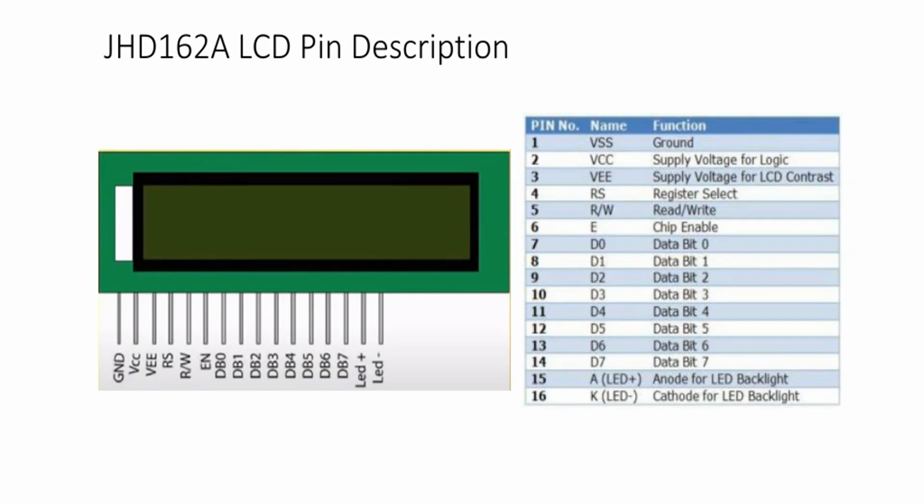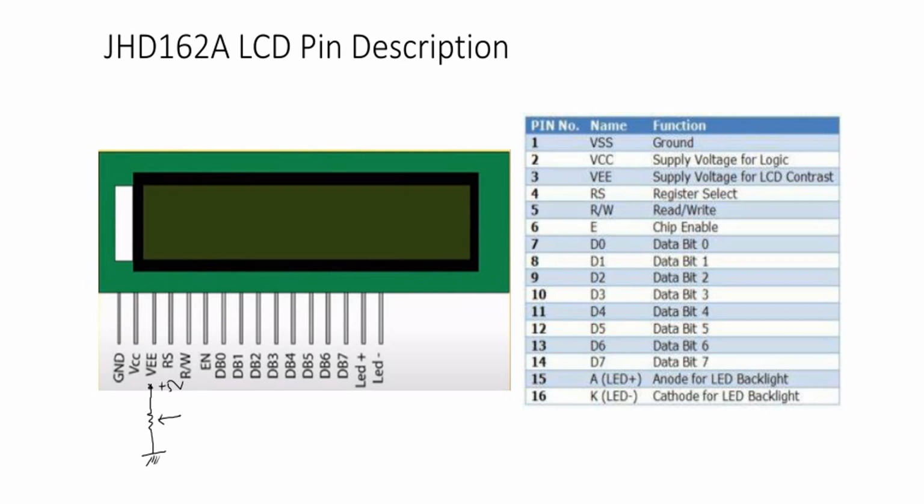Now if I show the pin configuration of this LCD: ground is already there, VCC is just to supply power to the LCD, and VE is basically to control the contrast. You can connect a potentiometer in which one side is plus 5 volt, another side is ground, and there is a knob which you can vary. So you can vary the contrast through VE.